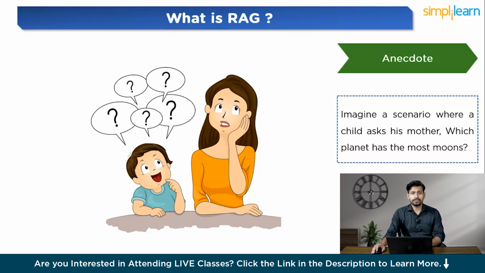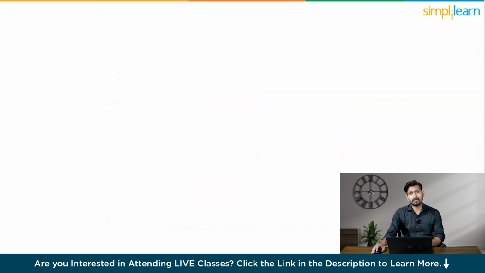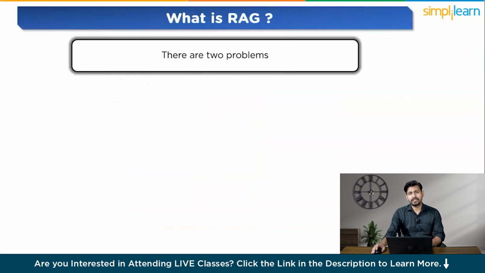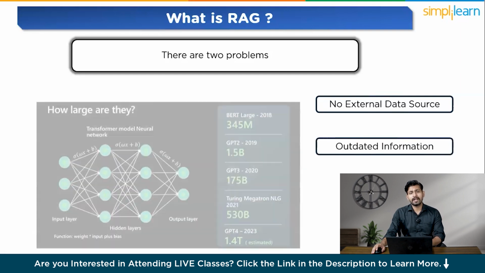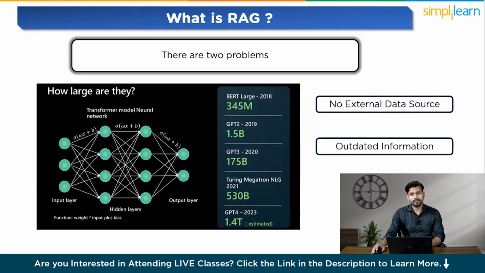This is where two main issues come with traditional large language models. The first one is no external data source. So with respect to this case, the mother is solely relying on the information stored in her memory without consulting any external sources like a book or the internet. This is exactly what happens with LLMs like ChatGPT. They can generate answers based on the data they were trained on, and they don't have access to real-time updates unless specifically programmed to do so.